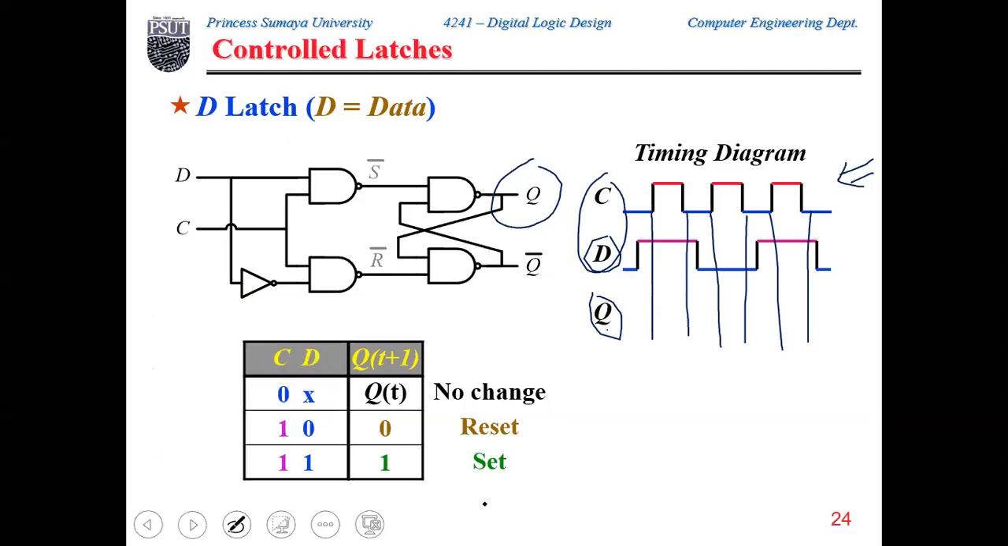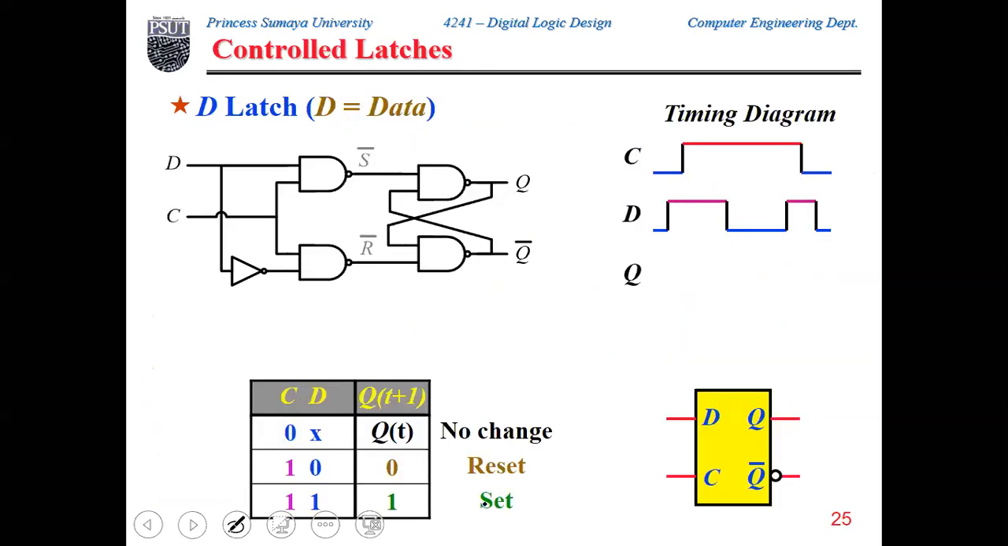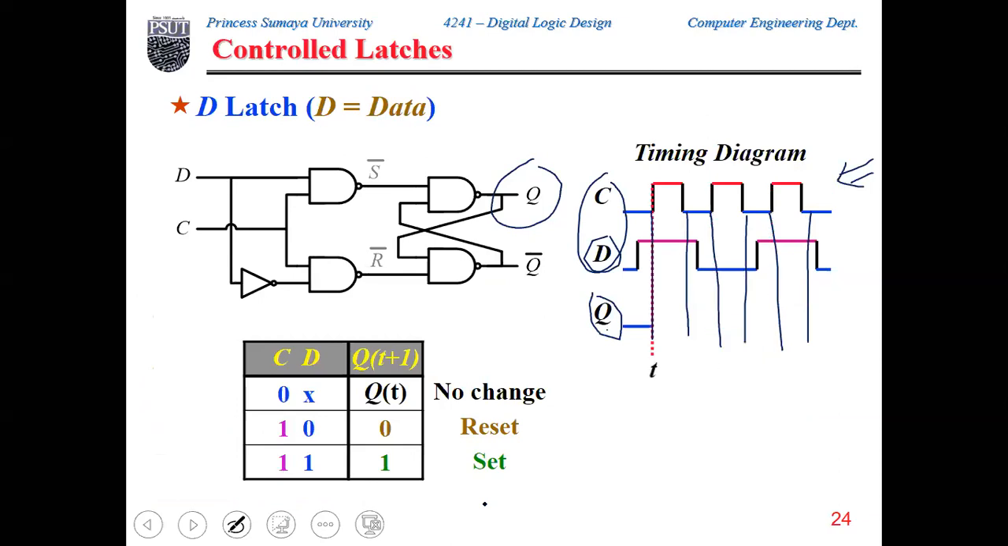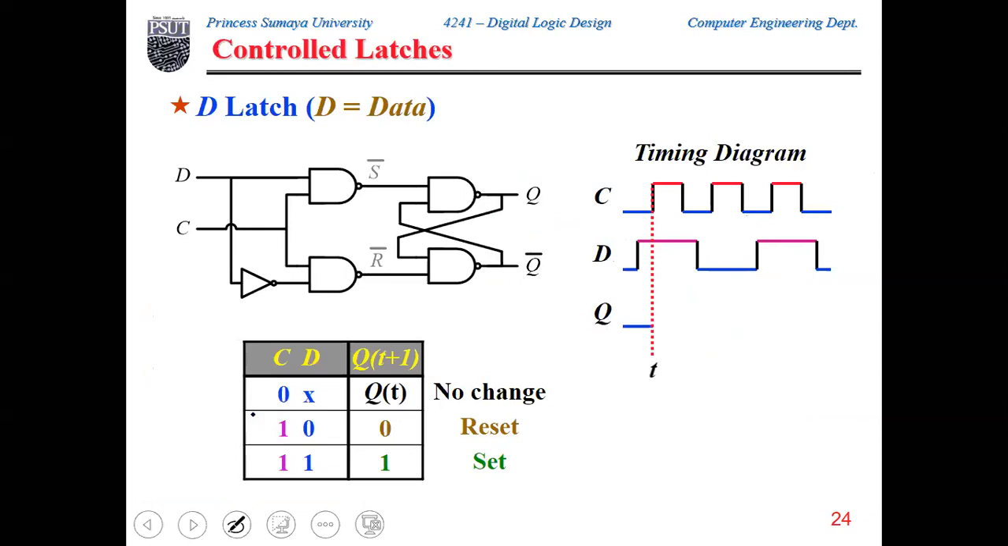So what will happen to Q if it is initially 0? As I said, as long as the clock is 0, any change in D will not affect Q. So if we look here, Q stays the same, which is initially 0. So it was initially 0 here. And since the clock is 0, any change on D will not affect Q.